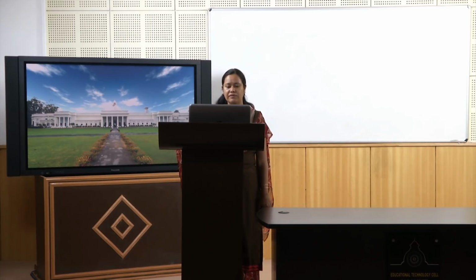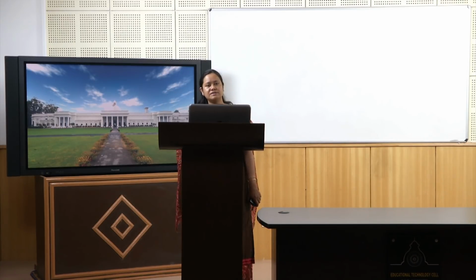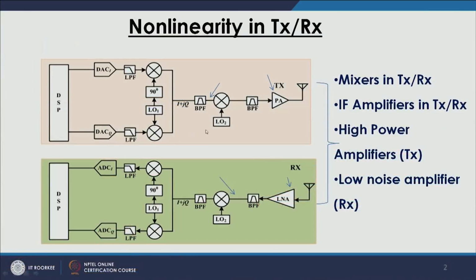As far as the non-linearity in the mixer is concerned, it leads to the up conversion and down conversion process, so it is beneficial in this case. We have some unwanted components like harmonics, but we can ignore them easily because we are using filters before and after this component. Now, let us discuss the amplifiers, which are IF amplifiers, high power amplifiers or low noise amplifiers. When these amplifiers have non-linearity, it is not a desired effect. We want our amplification to be linear.